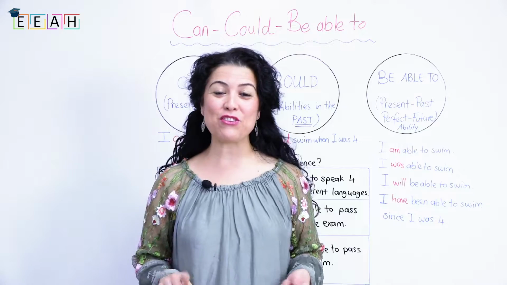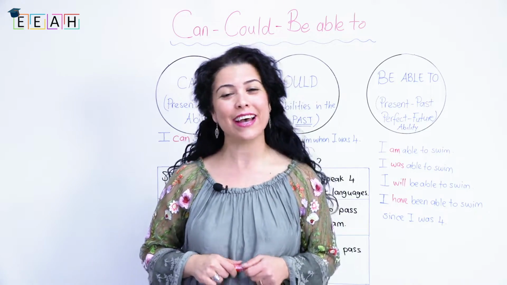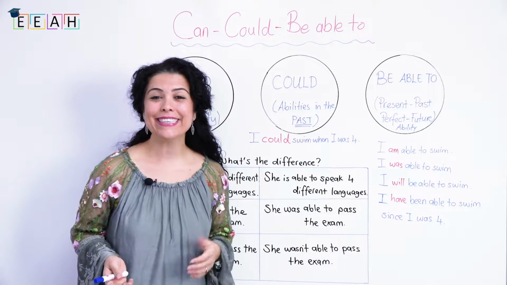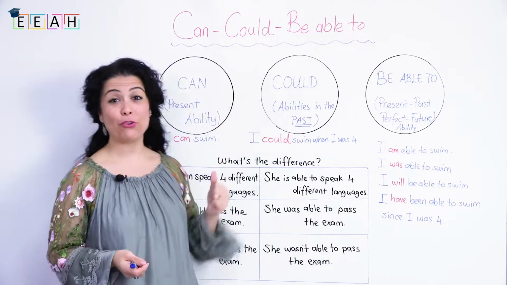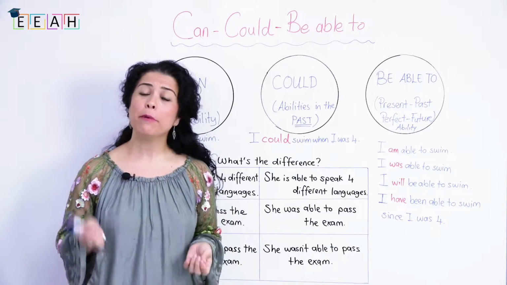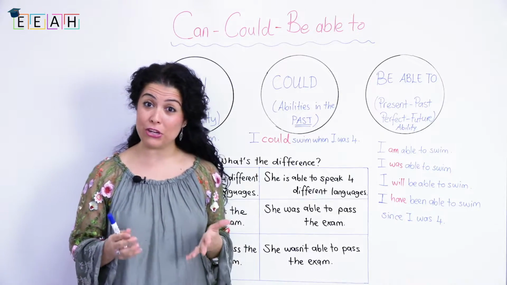Today, I'm gonna teach you how to talk about ability using can, could, and be able to. We use these auxiliaries to talk about abilities, but there is a slight difference in each one. Let's have a look at them and learn.